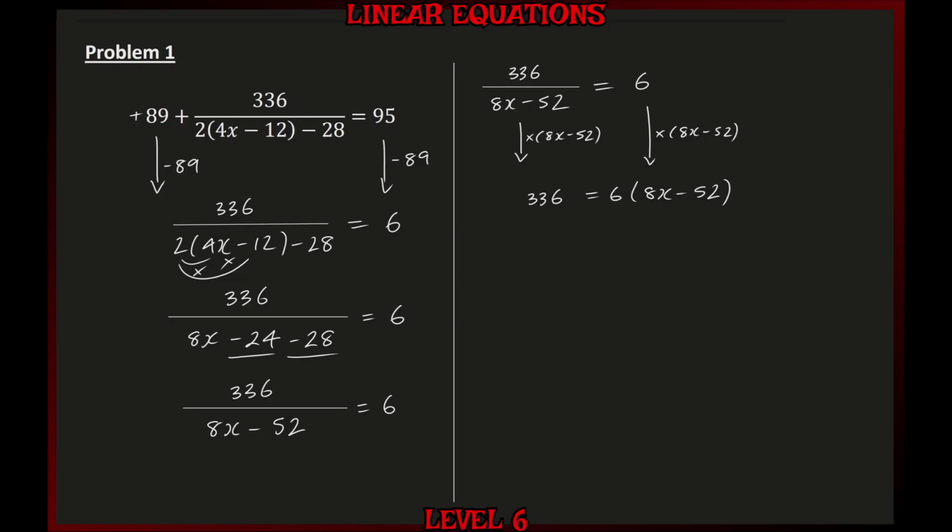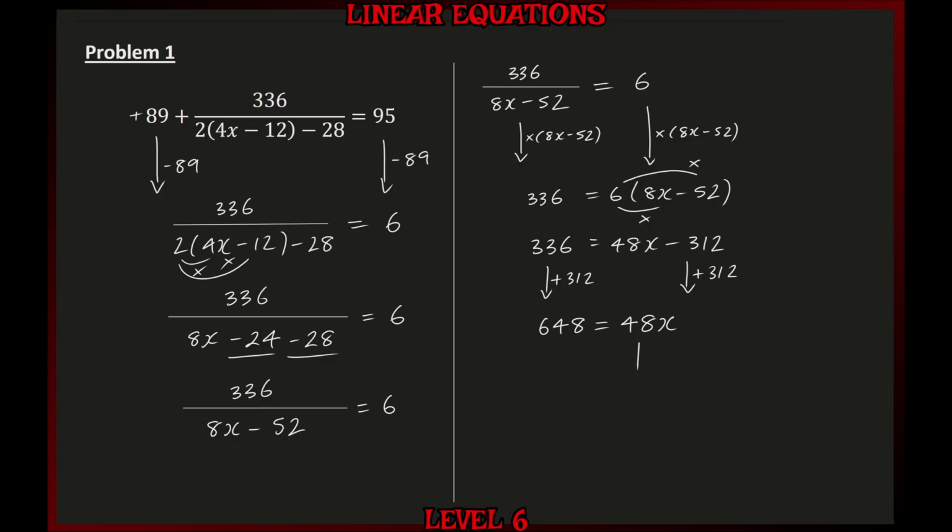And we can now expand that bracket on the right. So 6 times 8x gives us 48x, and 6 multiplied by minus 52 is minus 312, and on the left we still have 336. Going back to the right, we'd now like to remove the minus 312, and we can do this by adding 312, and we can do the same on the left, and 336 plus 312 gives us 648, and on the right the minus 312 and the plus 312 cancel out to just leave us with 48x.